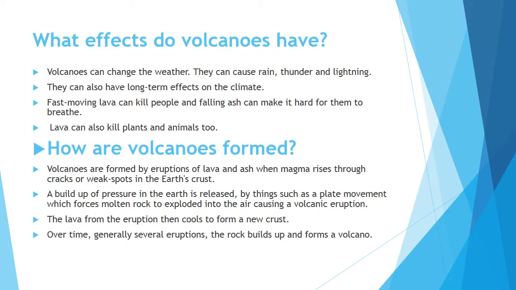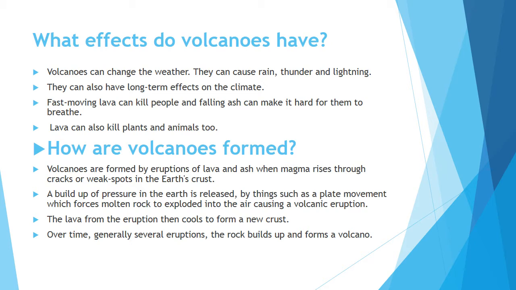What effects do volcanoes have? So what happens after a volcanic eruption takes place? After the eruption, there is a tremendous change in the weather. If the weather was sunny, after the eruption it can cause rain, thunder, and lightning also. Because of the poisonous gases, the area where the eruption has taken place becomes darker, and because of this the clouds gather and rain is seen.